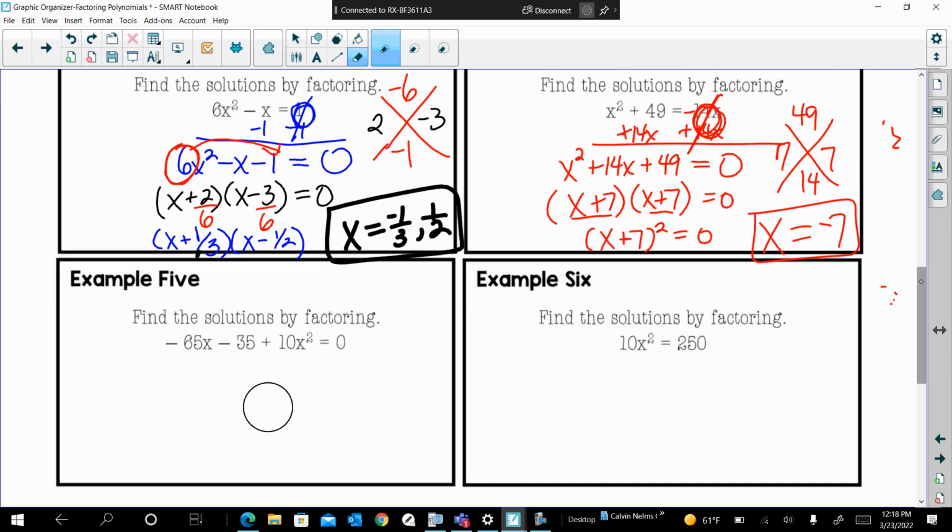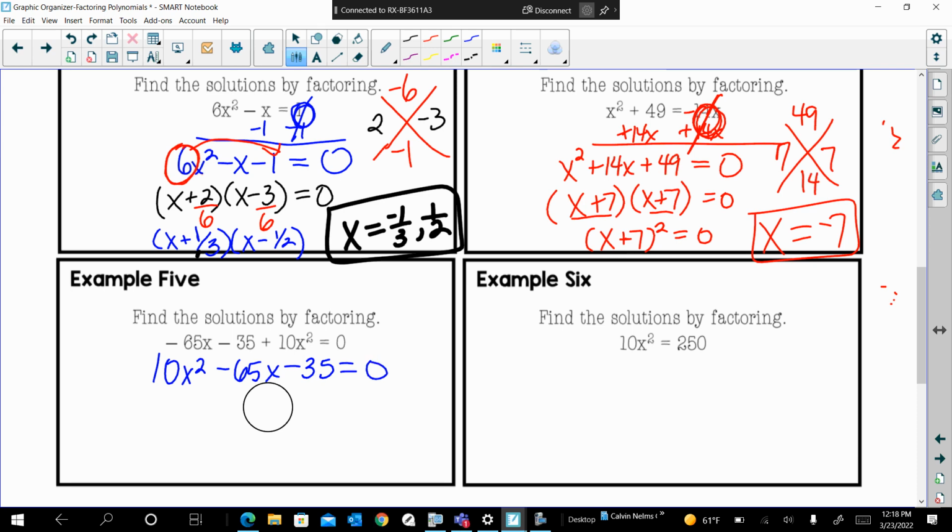Okay, so on this last one, or example 5, not the last one, it's equal to 0. We're good, but it's not in standard form. So how would I make this in standard form? What has to come first? What's the highest exponent? Yeah, so this would have to be 10x squared. Then what would come next? Yep, negative 65x. Then last would be minus that 35 equal to 0.